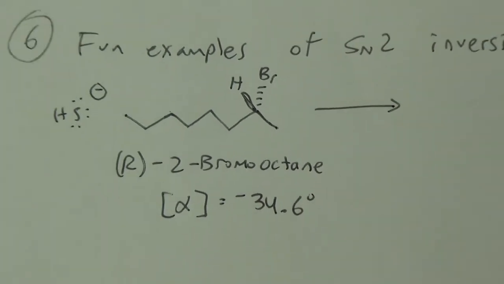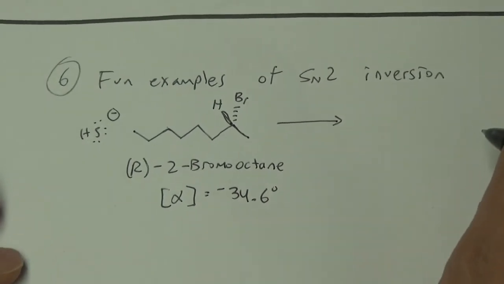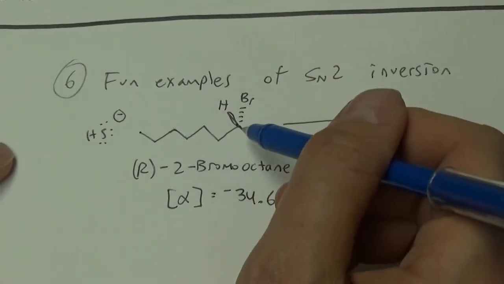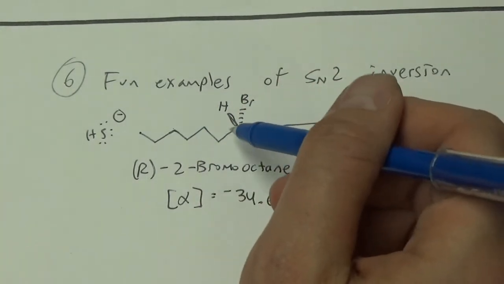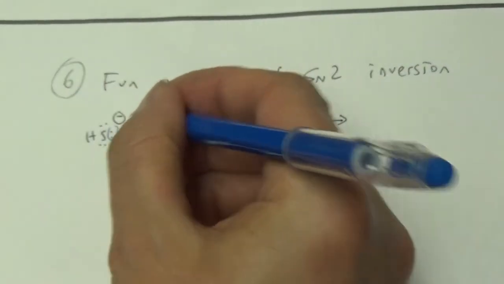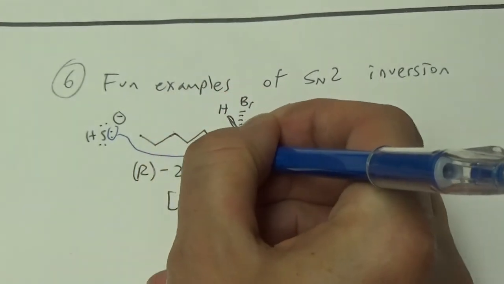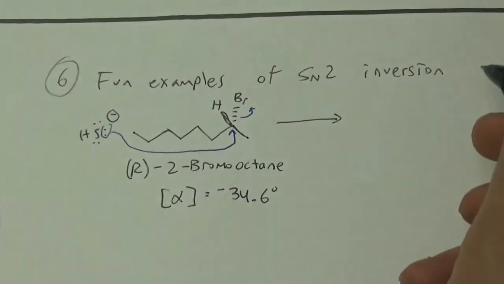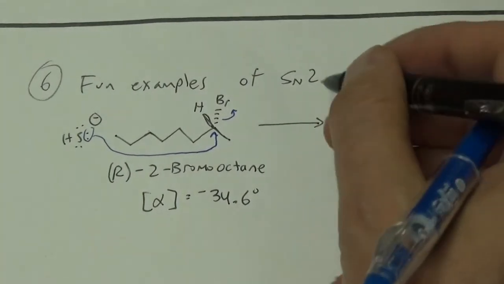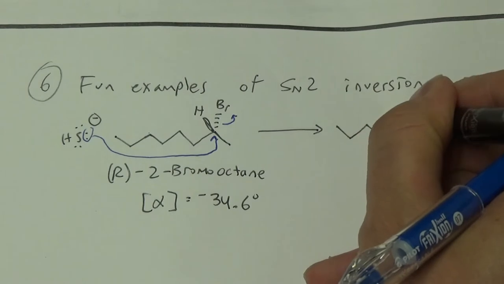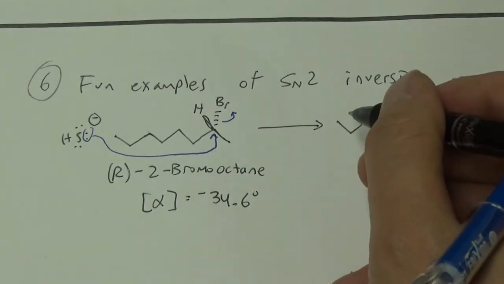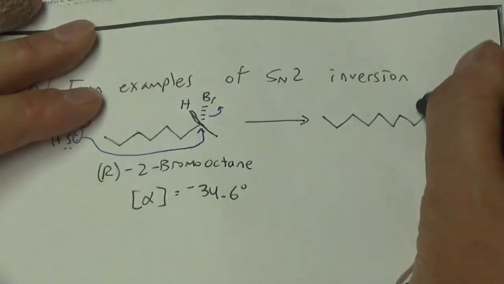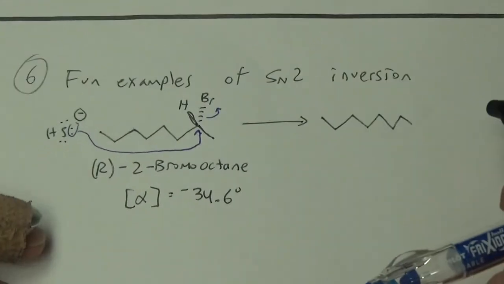All right, so what's the product? What's the mechanism? We can always draw the mechanism. You've got a nucleophile, you've got an organic molecule with a leaving group, circle a lone pair, sneak around and attack from the back, kick off the Br. What's the product now and the stereochemistry? So 8 carbons. 1, 2, 3, 4, 5, 6, 7, 8. I drew too many. Whoops. Okay, now we have 8 carbons.